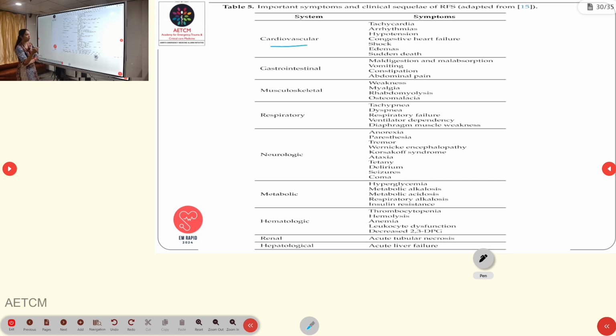Then metabolic abnormalities: patients can have hyperglycemia because of the feeds. Then because of the hypokalemia, the patient can go into metabolic alkalosis, and the patient can go into metabolic acidosis, respiratory alkalosis and insulin resistance. Then the patient can have some hematological and renal abnormalities.